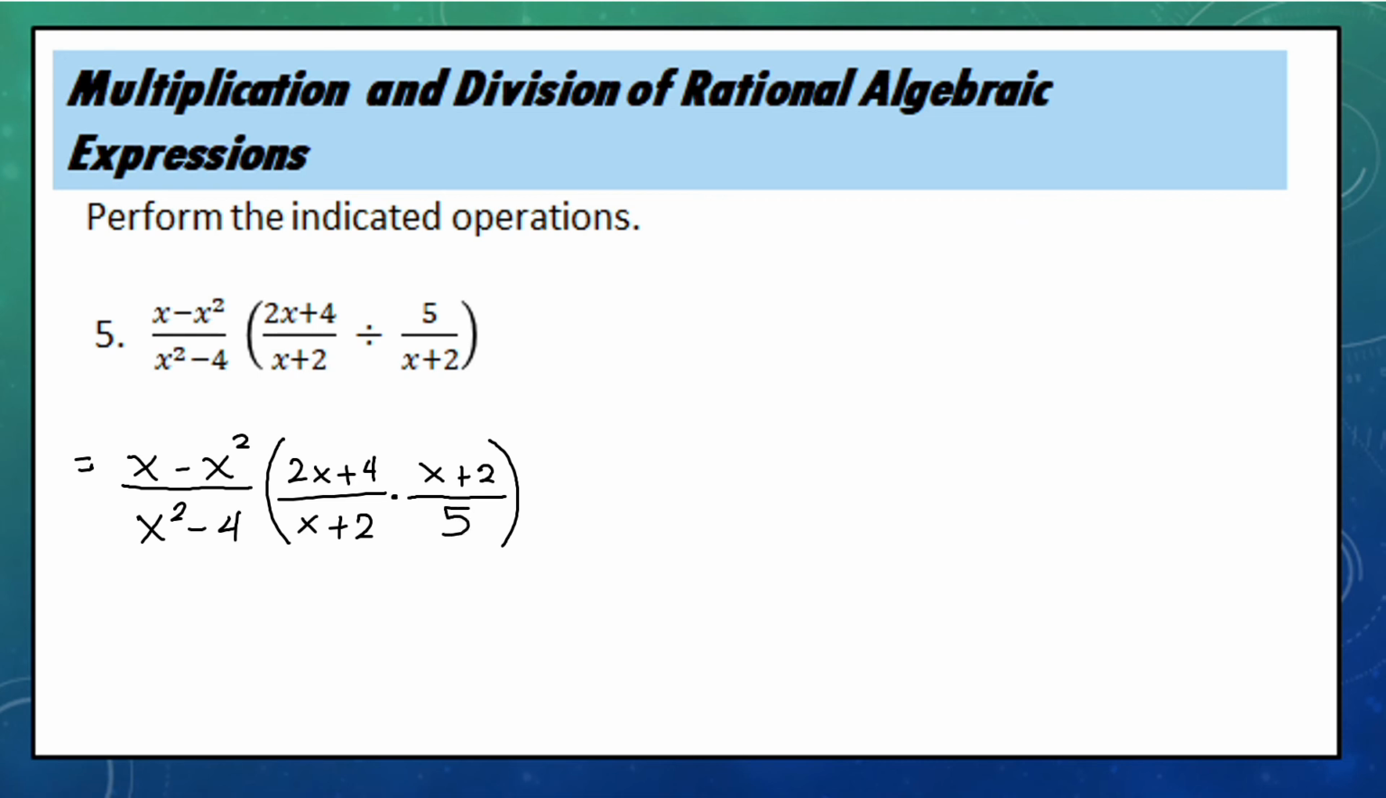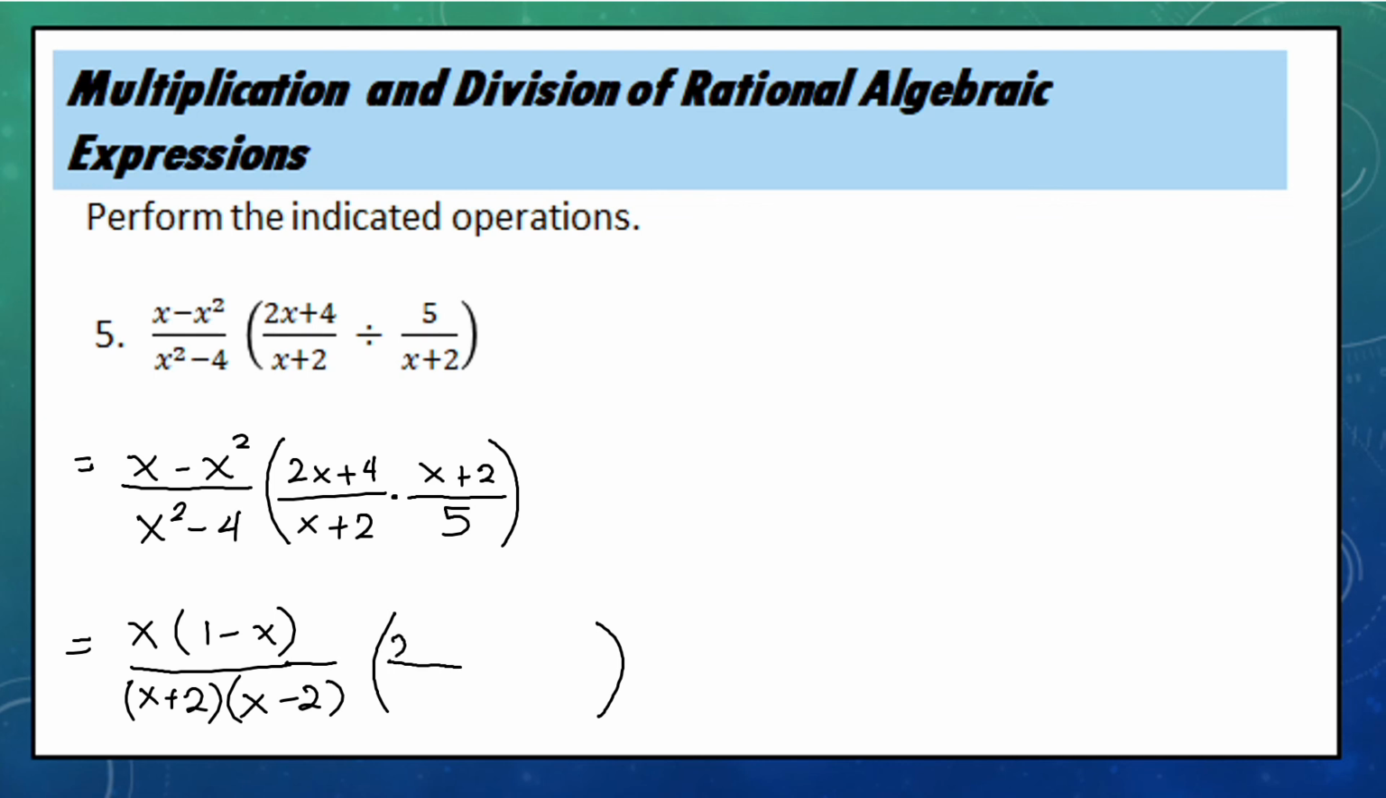Now, before we cancel the same terms, let's apply factoring. The numerator has a common factor of x. It will be x times 1 minus x. The denominator is a difference of two squares, so let's factor it: one positive, one negative. So x squared will be x and x, and 4 will be 2 and 2. The 2x plus 4 has a common factor of 2, so therefore it's 2 times x plus 2. The denominator we cannot factor, so just copy it. Same thing with the one that we reciprocated a while ago, just copy it: x plus 2 over 5.